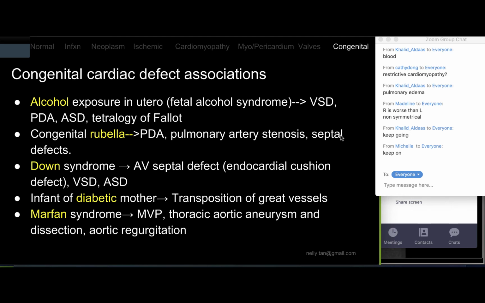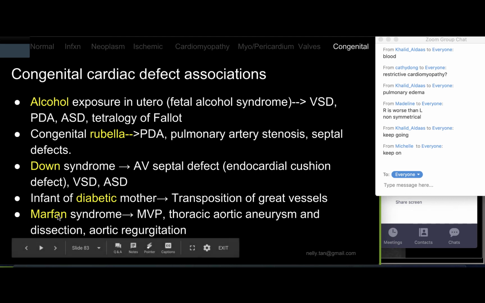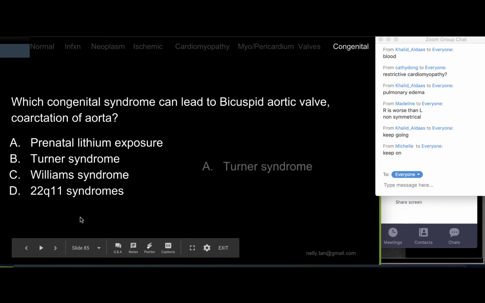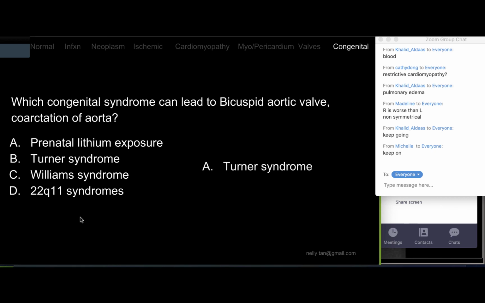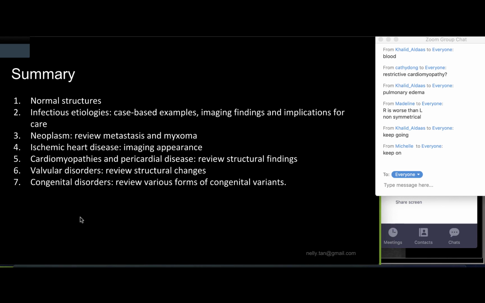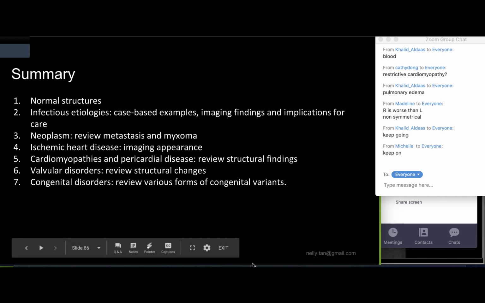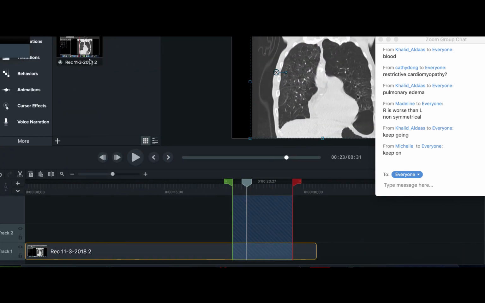Congenital cardiac defects are associated with alcohol, maternal infection, Down syndrome, diabetes, and Marfan syndrome. So bicuspid aortic valve, I think most of you answered this already, was Turner syndrome. And that's it. Question?